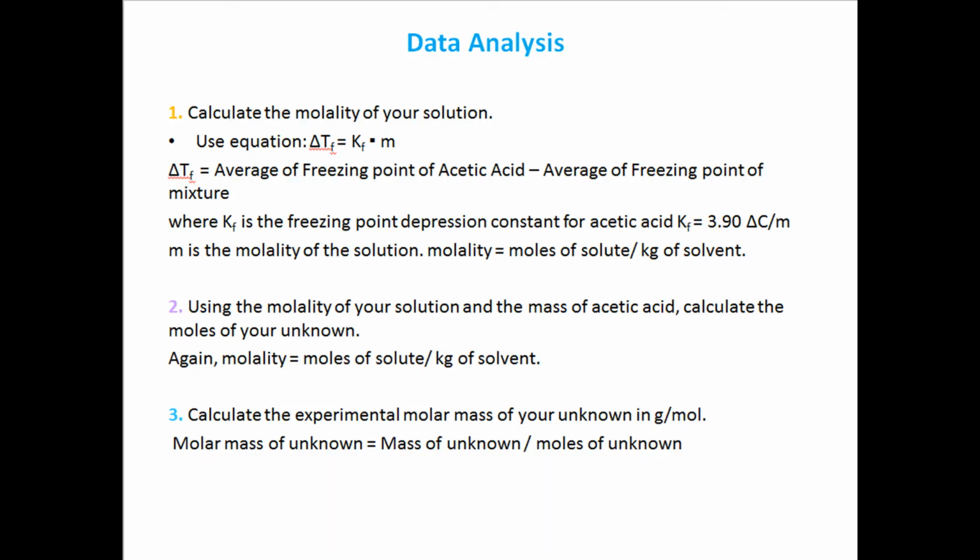Now we will complete the post-lab questions. For number 1, you're going to calculate the molality of your solution. You're going to use the equation delta Tf equals Kf times m. Delta Tf equals the average of freezing point of acetic acid minus average of freezing point of the mixture. Kf is the freezing point depression constant for acetic acid, where Kf equals 3.90. m is the molality of your solution. Molality equals moles of solute divided by kilograms of solvent.